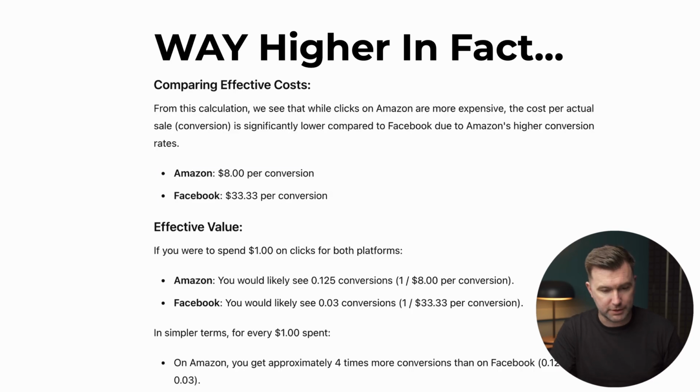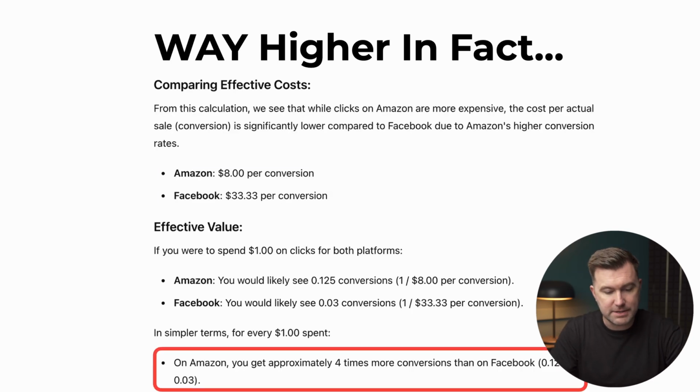Well, what does that mean for us? Well, here's the big thing. It says on Amazon, you get approximately 4 times more conversions than on Facebook. And it's been my experience that it actually can be a lot bigger than that. So what happens is we've got people who come to Amazon to buy things. There's intent there. So it costs us way less to make a sale because people are coming to Amazon to buy things. And I know that sounds obvious, but I wanted to prove it today with some actual data points.